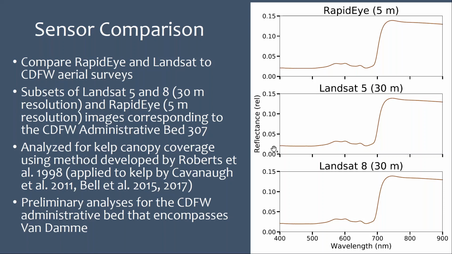The figure on the right shows that the 3 sensors are spectrally similar, but RapidEye does have 1 additional band in the red edge, which is this really steep portion of the brown kelp spectra that Landsat does not have. Next slide.